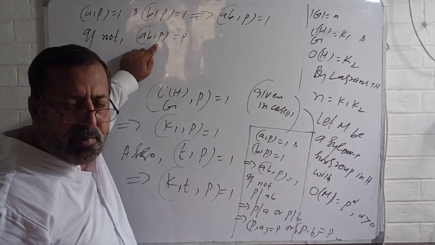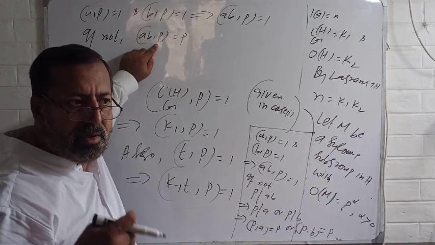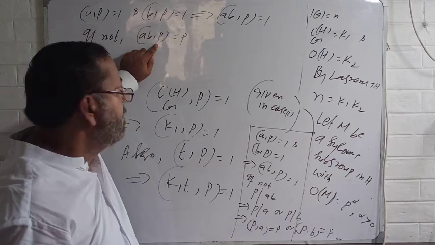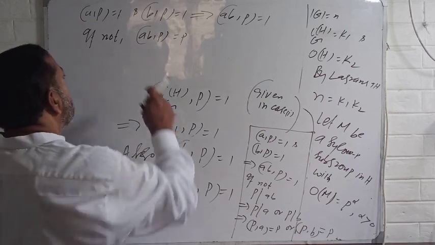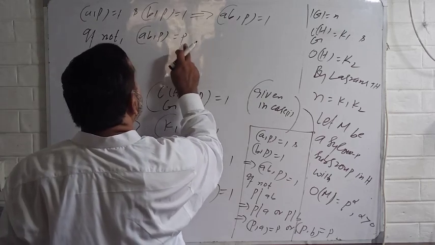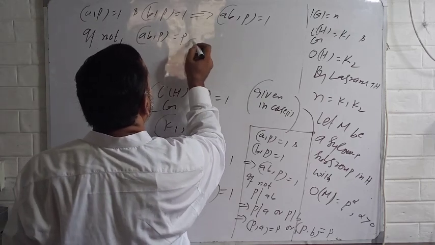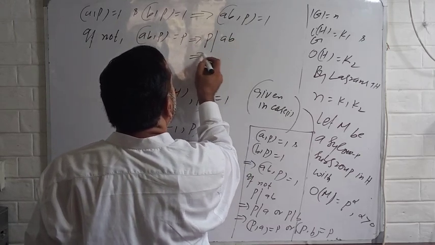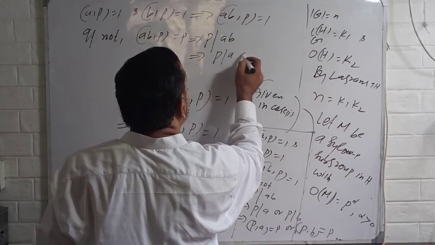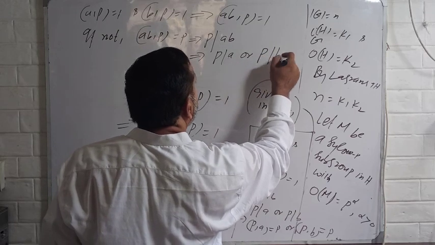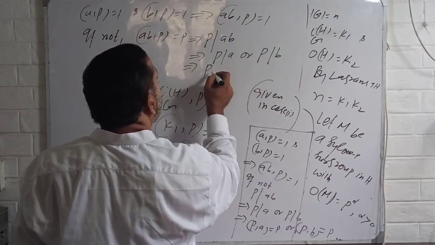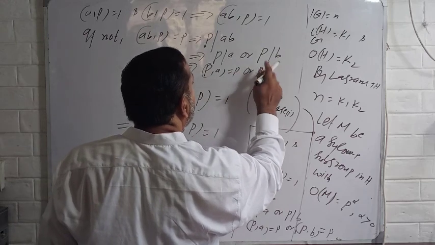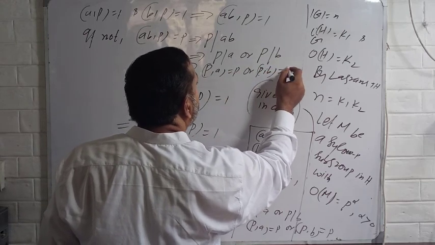Any prime number with any other number is either relatively prime or is a divisor of that number. So (a, b, p) is equal to p. This implies p divides ab. So this implies p divides a or p divides b. This implies (p, a) is equal to p or (p, b) is equal to p.